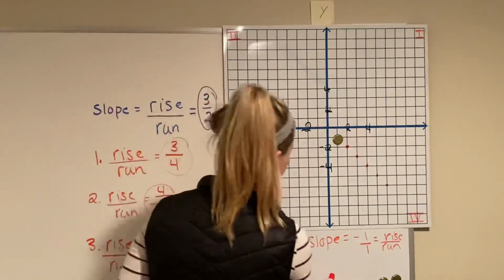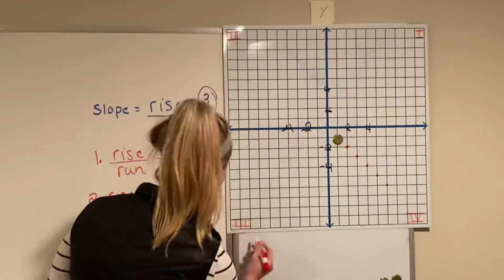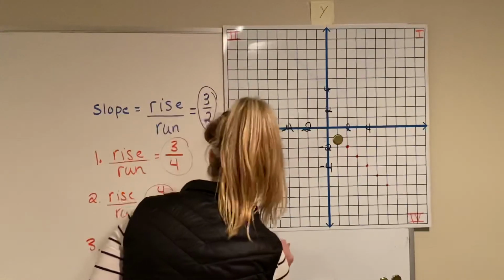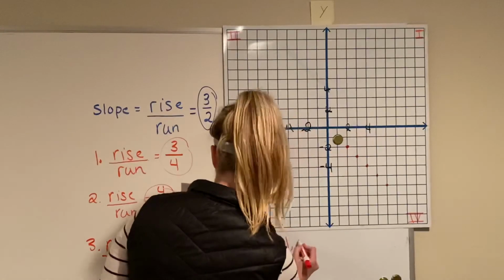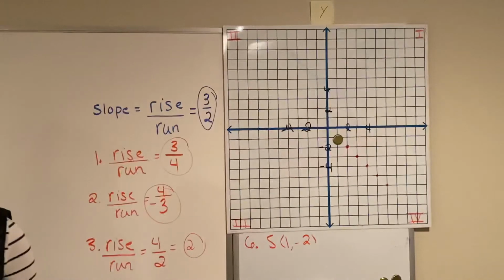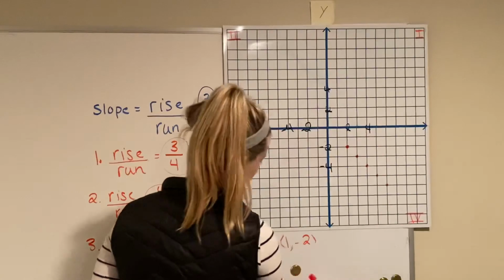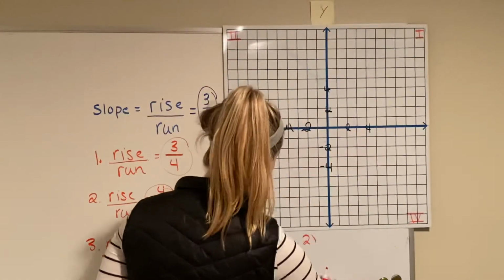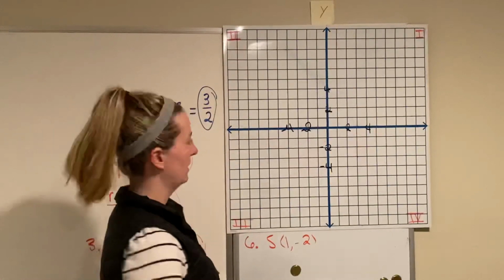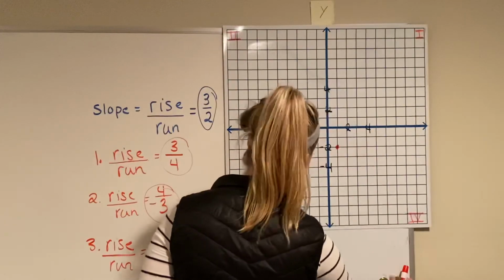Number 6. We have 1, negative 2. Also, I just realized I haven't been putting that letter. That letter doesn't actually mean anything. All right. Step 1, graph the point they give us, 1, negative 2. X is 1, y is negative 2. So over 1, down 2. And that's our first point.